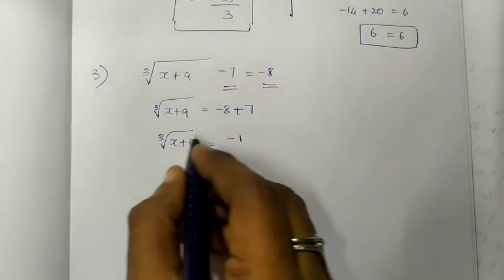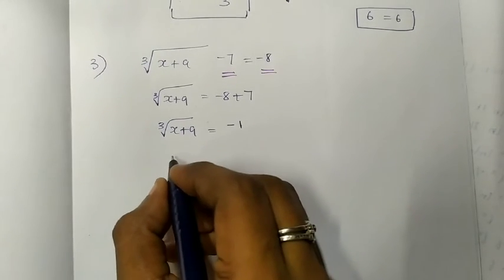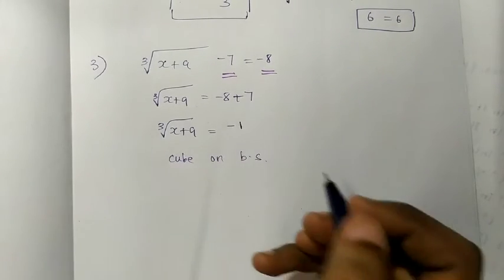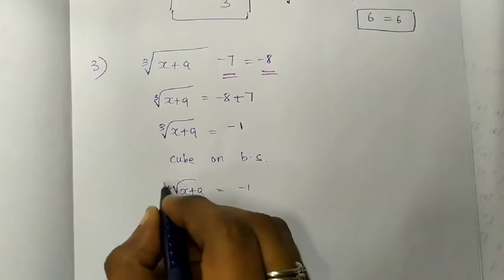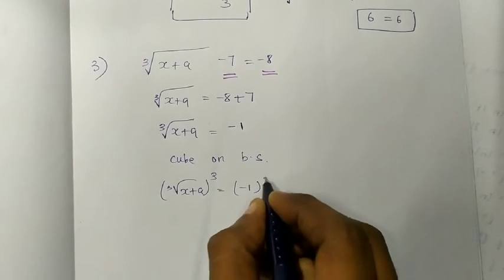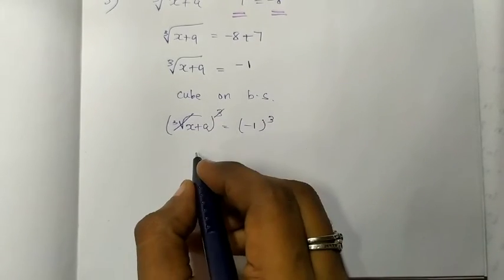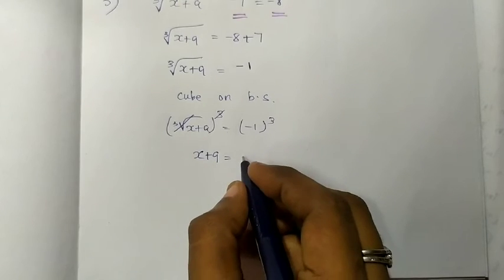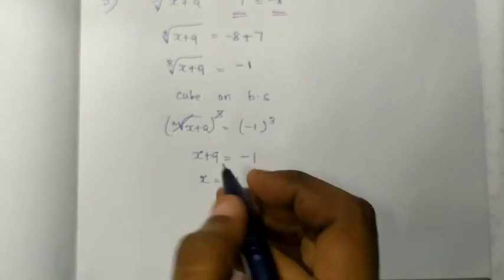We need to cancel this cube root. For that, I am going to take cube on both sides. So cube root of x plus 9 is equal to minus 1 the whole cube. Here the cube root and cube will get cancelled. So x plus 9 is equal to minus 1 the whole cube, which means minus 1.